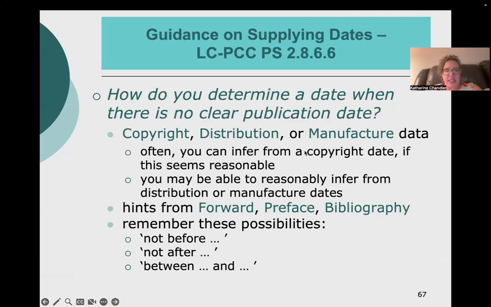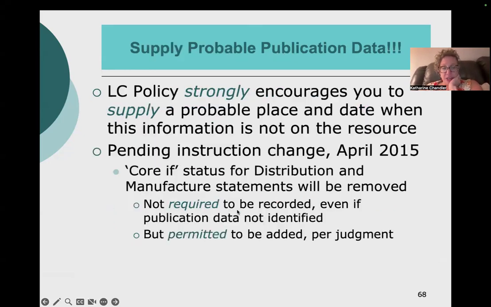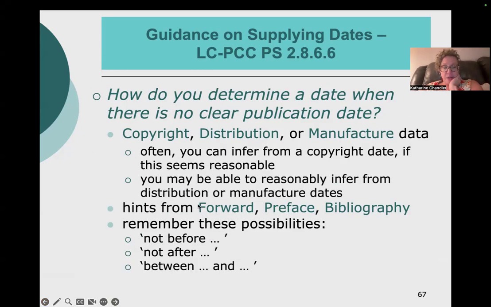How do you determine a date when there is no clear publication date? Copyright, distribution, or manufacture data. Often you can infer from a copyright date. You may be able to reasonably infer from distribution or manufacture dates, or you can also get hints from the foreword, where here's an example where it's spelled incorrectly. She spelled it wrong, or whoever put this together spelled it wrong.